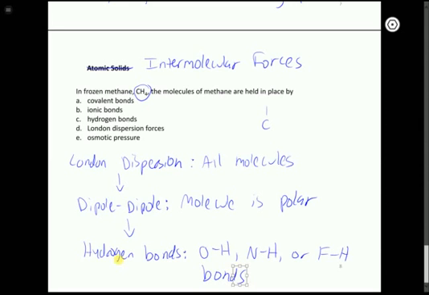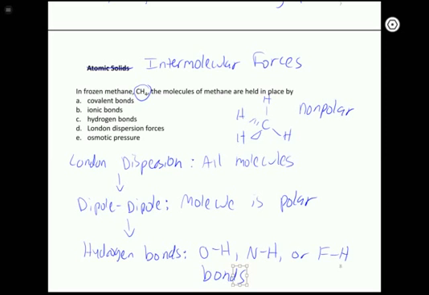If we draw the structure for that, it's tetrahedral. There are no lone pairs. And just like any AXM structure with no lone pairs, this is going to be nonpolar, which means the only intermolecular force it can exhibit are London dispersion forces, which is choice D.